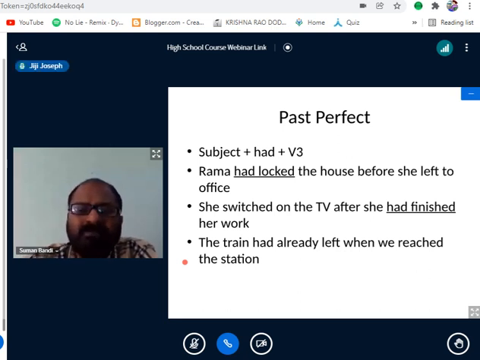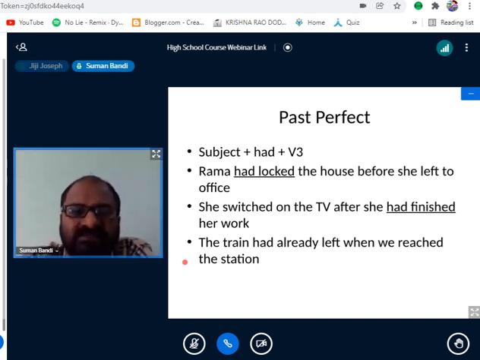When I reached the railway station, the train left. Sir, that is my example, sir. Gigi Joseph, that is my example, which is clearly on the slide. Yeah. I have asked you to create your own example. You are copying my examples. The verb should be different. The detail should be different. Okay. Subject should be different.